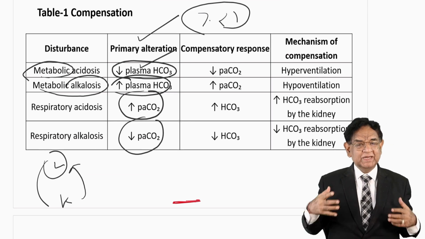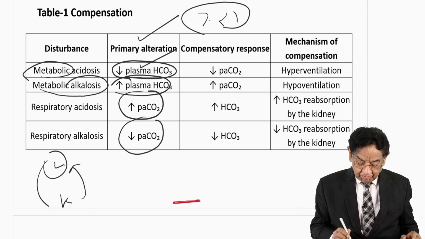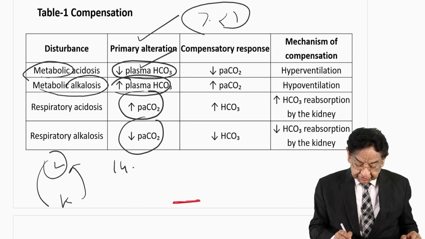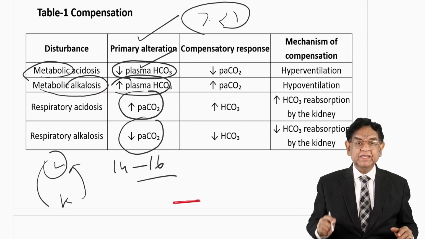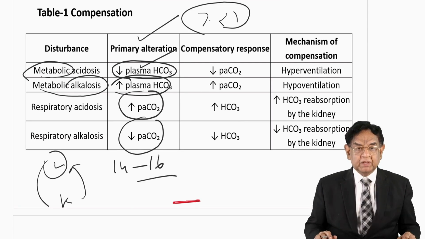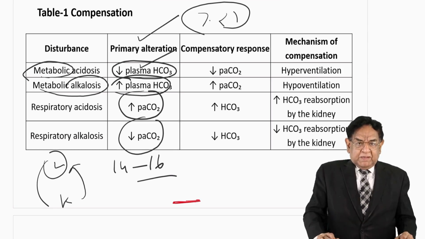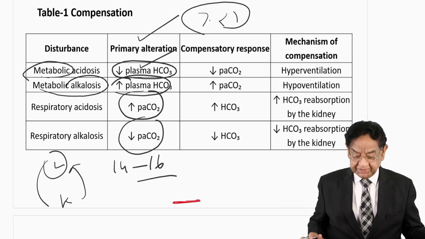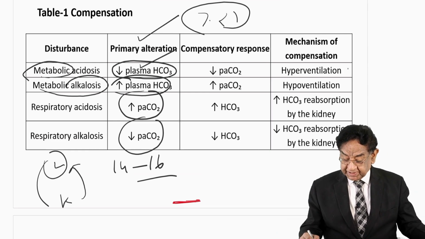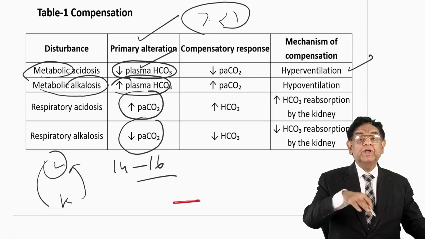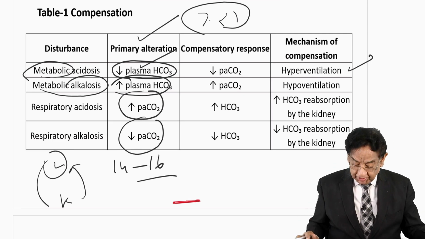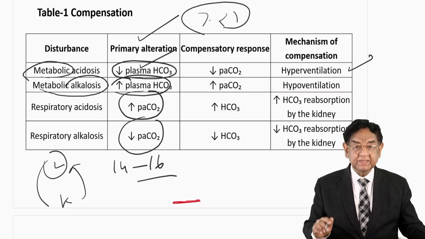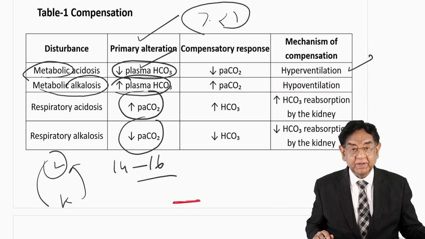Now look at me. Normally, we all know the normal respiratory rate is 14 to 16. Now suddenly, lungs will start doing like this. Hyperventilation. CO2 will wash out, will go out. With the result, pH will come to normal.